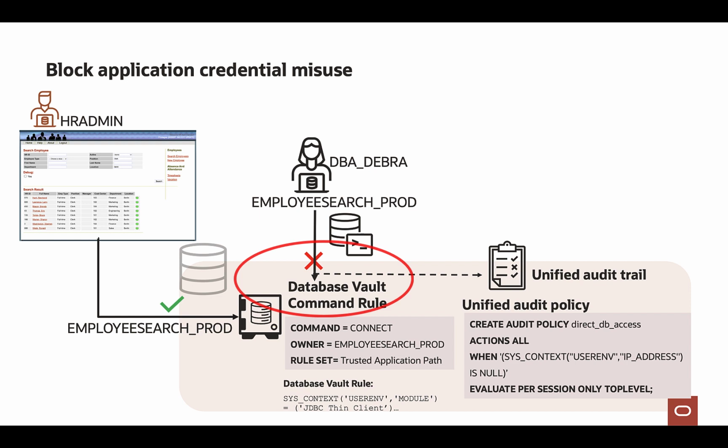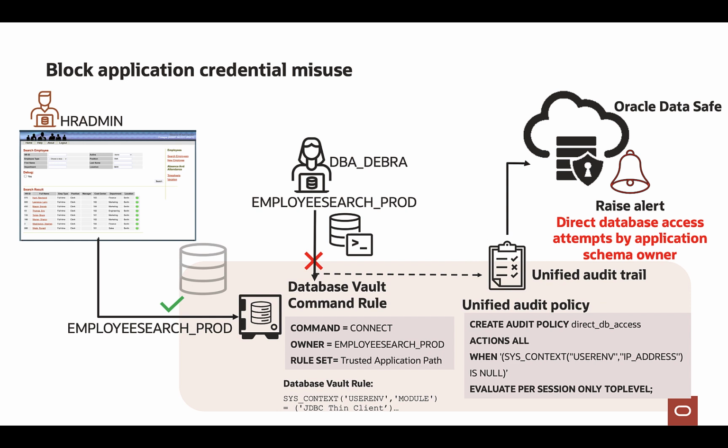The login connection attempt will fail, and this failed login event will be audited and recorded in the Unified Audit Trail. With Data Safe configured to read the audits from the database, the logon audit event that failed due to the command rule violation is collected by Data Safe, and an alert rule in a custom alert policy can trigger a security alert on the same.